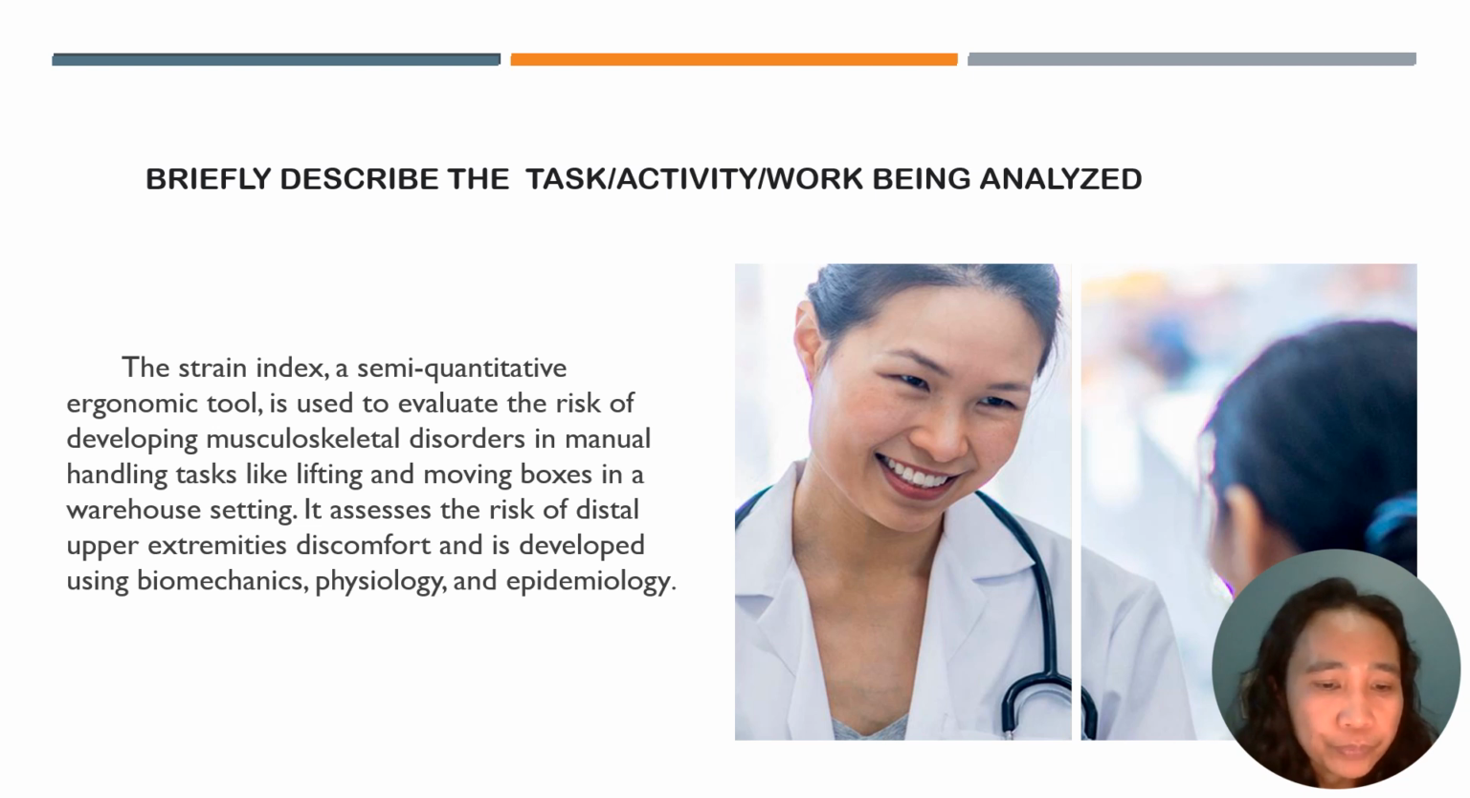and elbow. The strain index was proposed by Moore and Garg in 1995 to assess job risk of work-related musculoskeletal disorder in the distal upper extremities: hands, wrist, and elbow. It was developed using existing knowledge of biomechanics, physiology, and epidemiology, and used to assess a job, not a person.